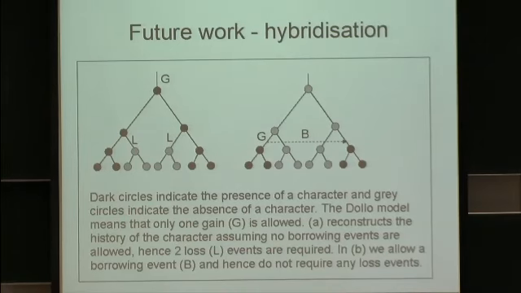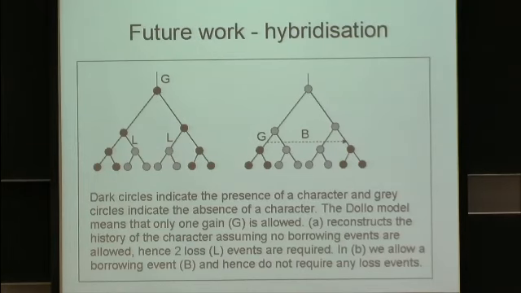If you allow a borrowing or a hybridization, so you could have a gain here and then that fragment manages, due to say a hybridization event, to end up over here, then you might be able to potentially explain some of these characters much more cheaply.